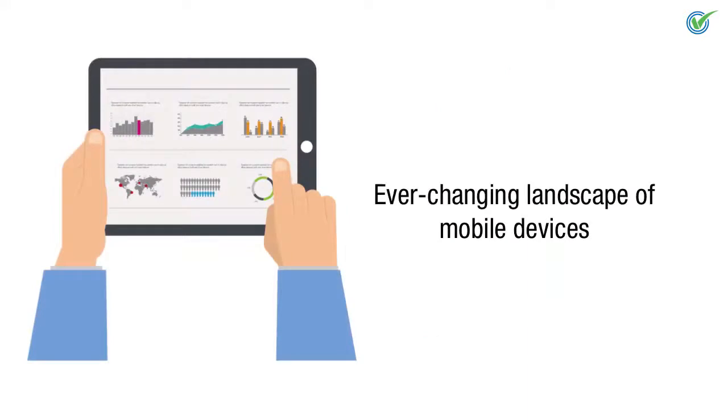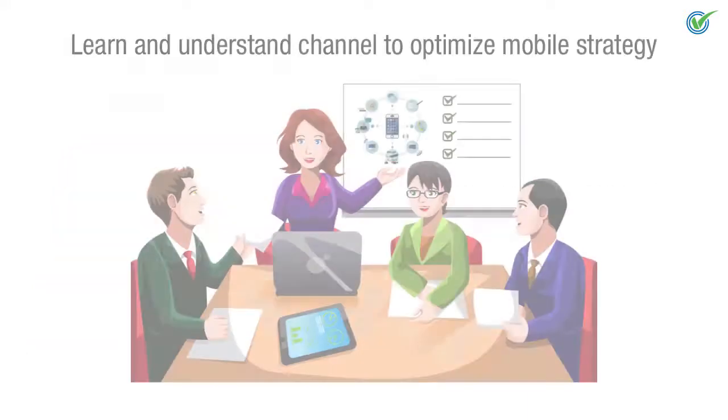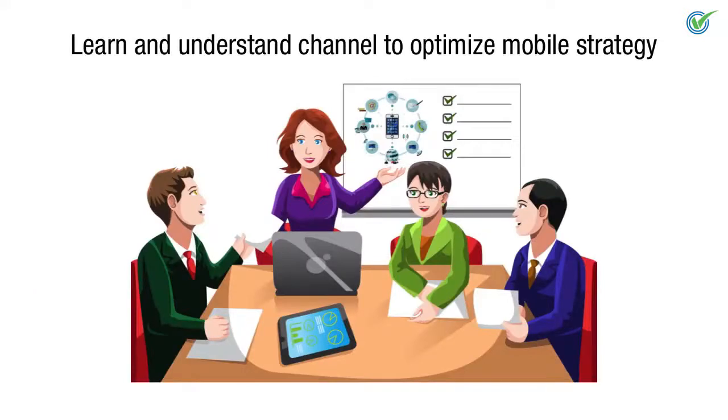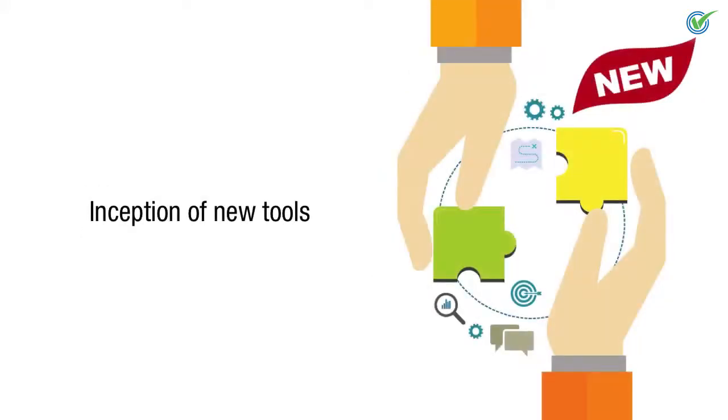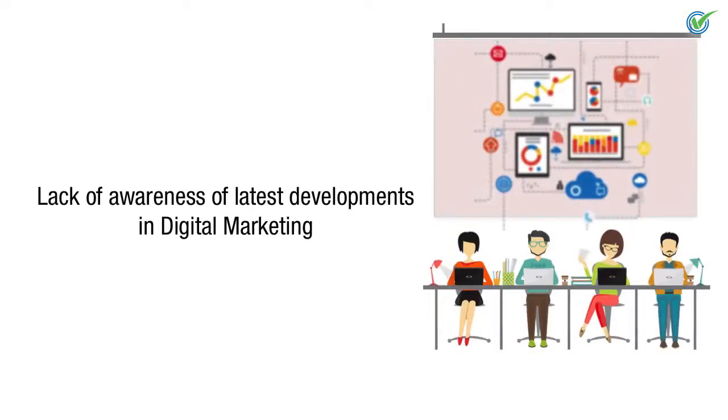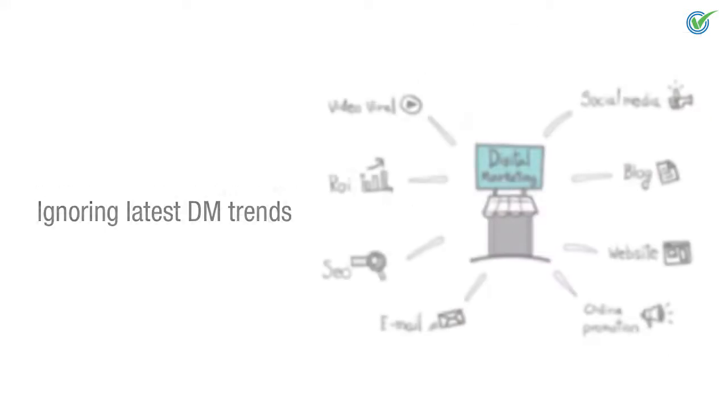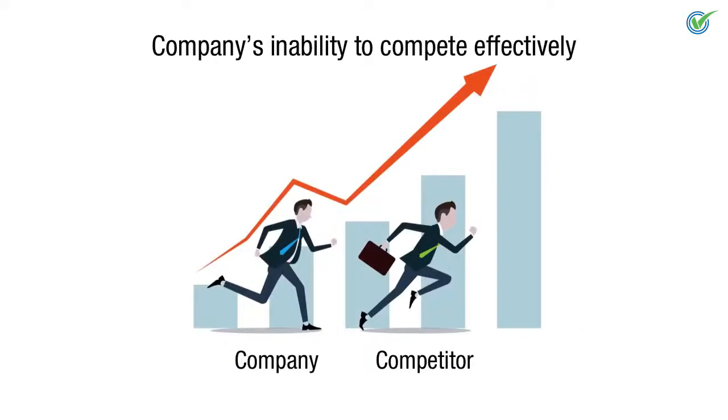The ever-changing landscape of mobile devices makes it important for the marketing teams to learn and understand this channel in order to optimize the mobile strategy. The team must actively monitor any changes in technology and the inception of new tools. Lack of awareness of the latest developments in digital marketing or simply ignoring the latest DM trends may result in a company's inability to compete effectively.